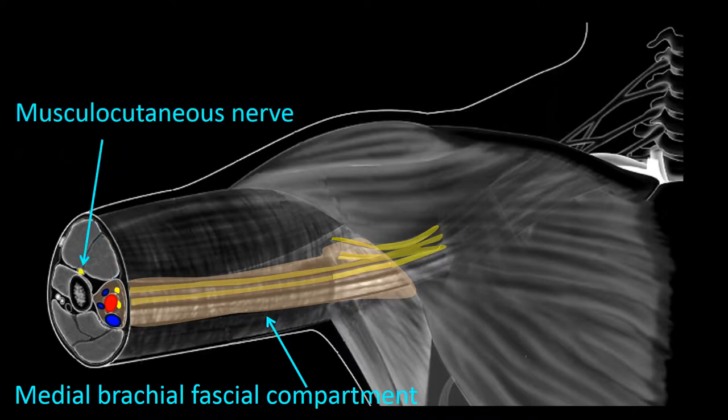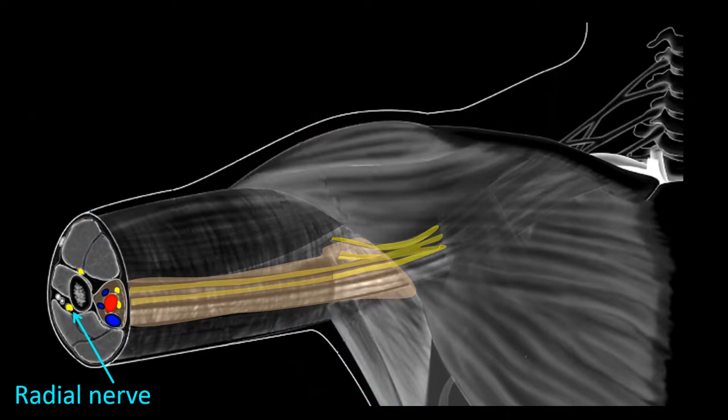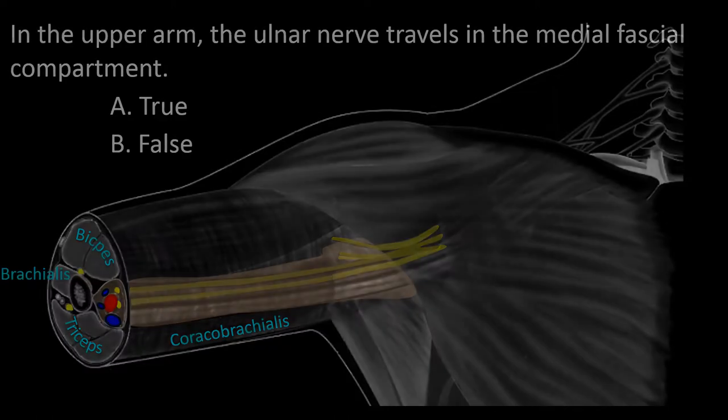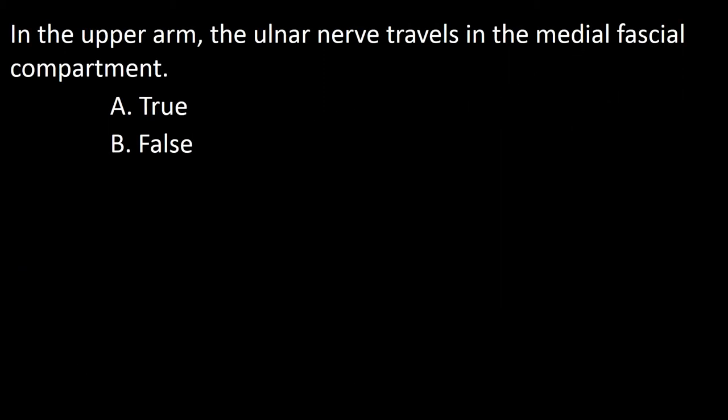Outside the medial brachial fascial compartment, but at the same level, we can find the musculocutaneous nerve and the radial nerve. The muscles in this area are labeled in this frame. It is important to remember that at this level the coracobrachialis is close to the ulnar and the median nerve. So the answer to this question is true, A.